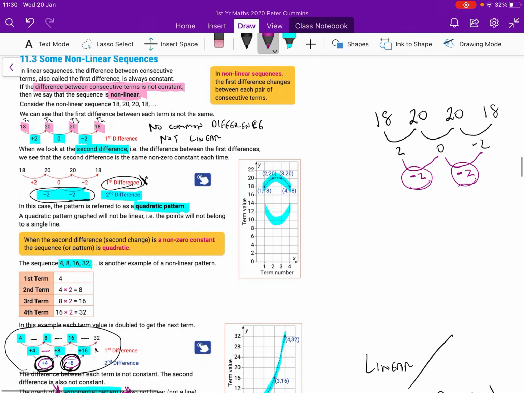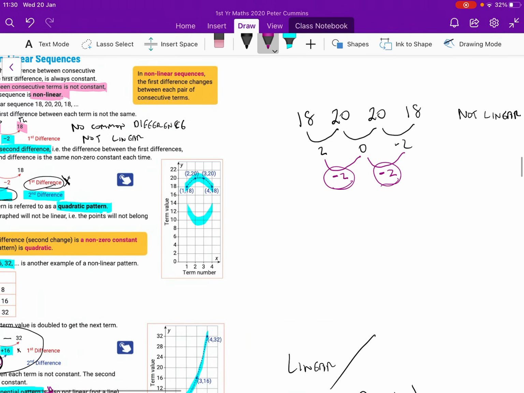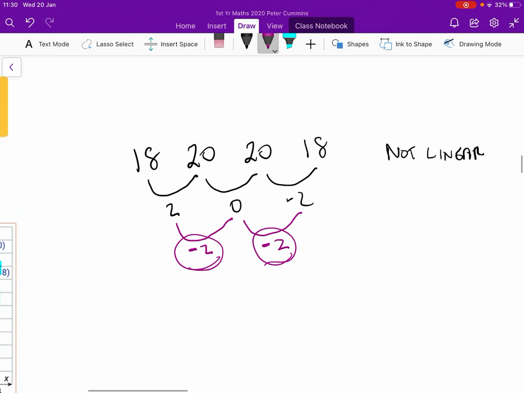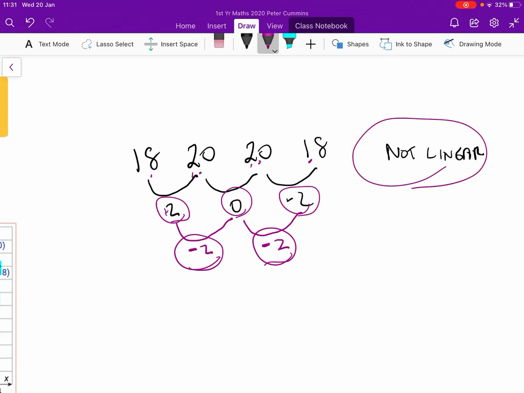Then we get into, what if the common difference is not the same? So what if we have one over here that I did the other day: 18 to 20, 20 to 20, and 20 to 18. The difference between 18 and 20 is plus 2. The difference between 20 and 20 is nothing. And to go from 20 to 18, you have to take away 2. Straight away, before you go any further, we can say that this is not linear, because the common difference is not the same.